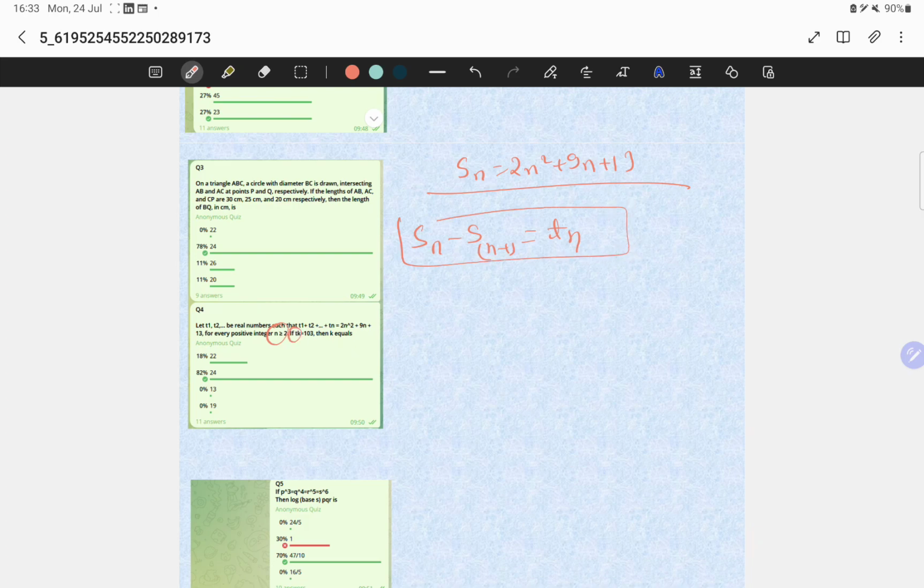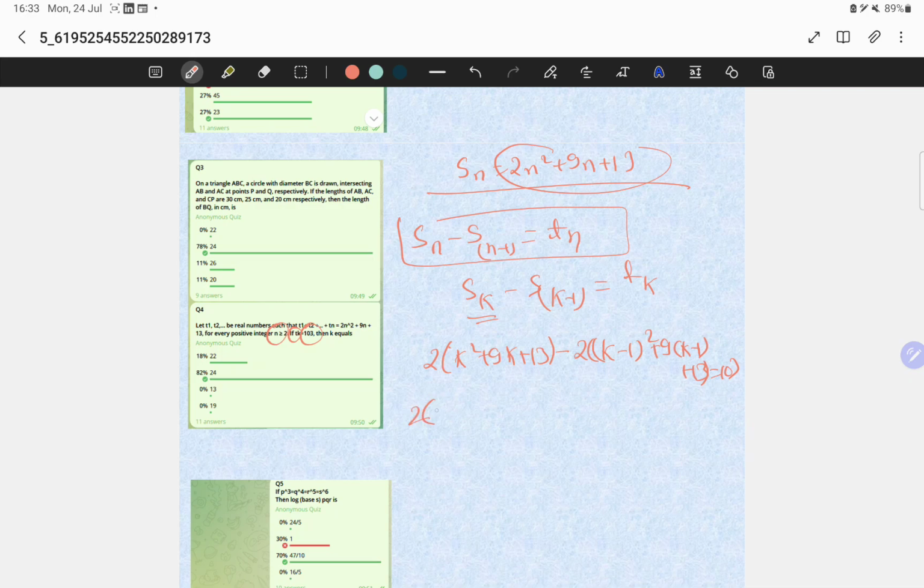So we have to find the value of k for which tk is 103. So Sk minus S(k minus 1) equals tk. Sk we get by plugging in k in place of n. So this is 2k square plus 9k plus 13 minus S(k minus 1), which is 2 times (k minus 1) whole square plus 9(k minus 1) plus 13, and we know that tk is 103.